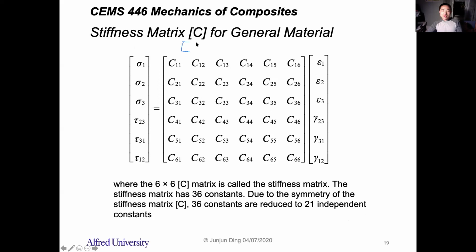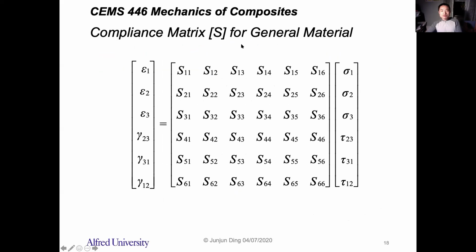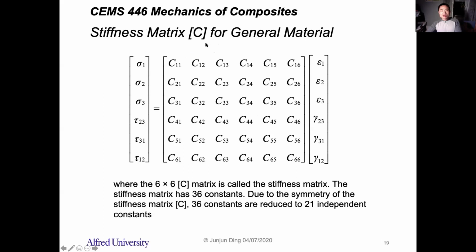Simplified version will be stress equals the stiffness matrix times strain. Right? So don't get confused, because usually people use the matrix S for the compliance matrix. For the stiffness matrix, we have the matrix C. Vice versa, I think it makes more sense.